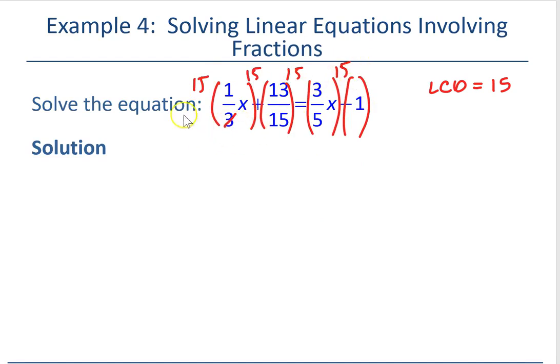So here I've got 3. That's going to reduce this 15 down to a 5. 15s are just going to be gone. The 5 goes to a 1. This one goes to a 3. And then here nothing reduces out.